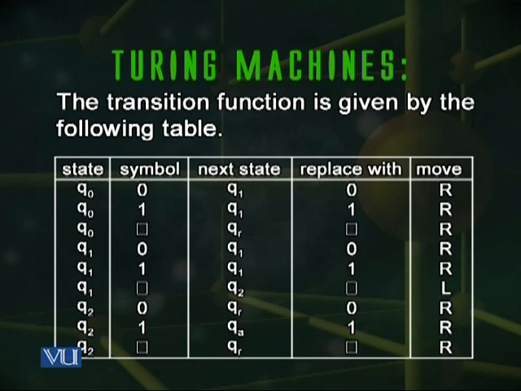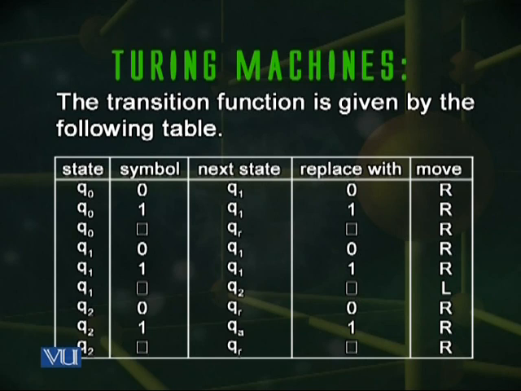If the machine is in the state Q1 and it reads a blank, it goes to the state Q2, does not change the blank, but this time the machine moves to the left. If the machine is in state Q2 and it reads a 0, then this machine goes to the reject state.